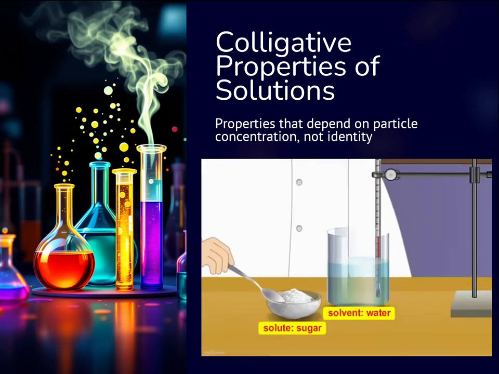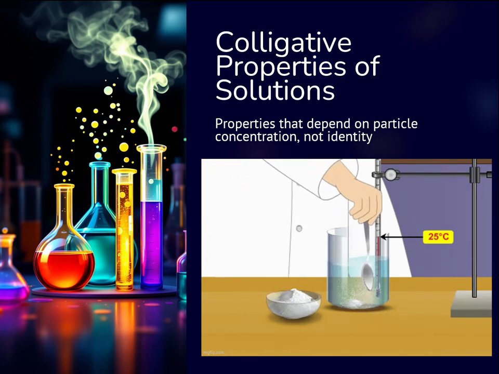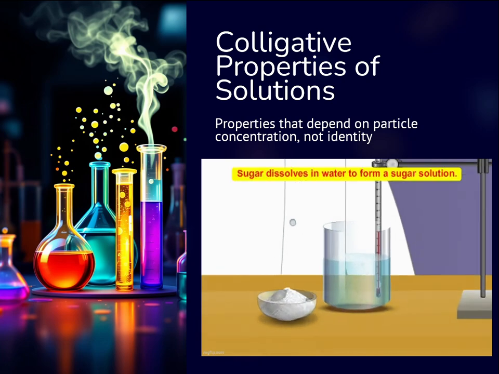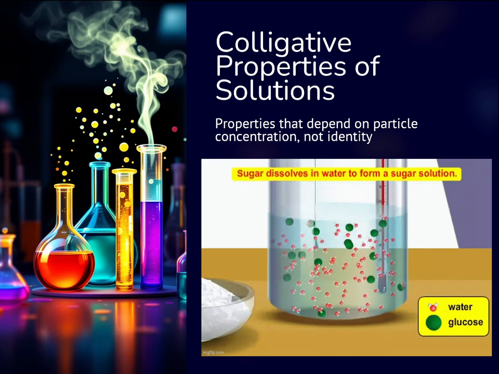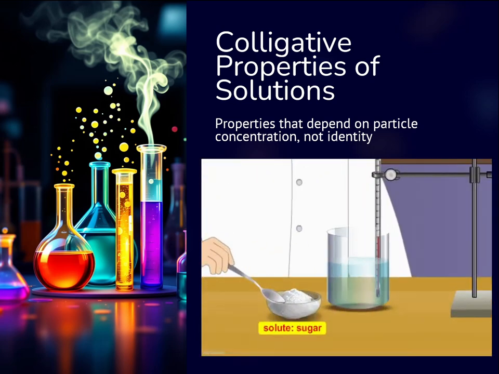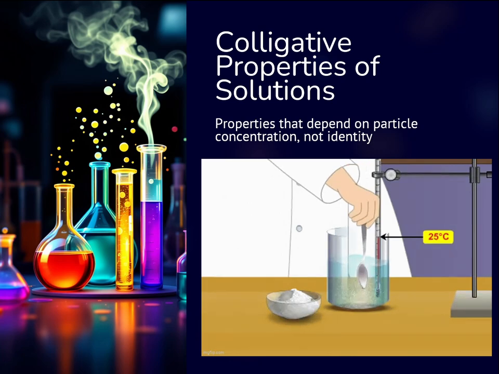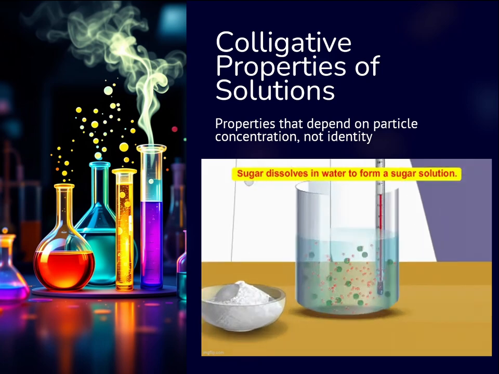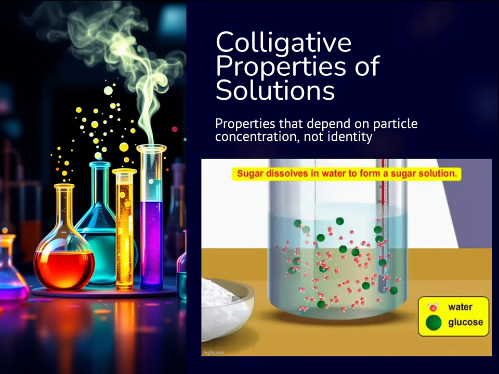Today, we are going to explore an important concept in chemistry, colligative properties. These are the properties of solutions that depend only on the number of particles that are dissolved, but not on the type of particles. This means it doesn't matter if we dissolve sugar, salt, or antifreeze in water. What matters is how many particles are present in the solution.